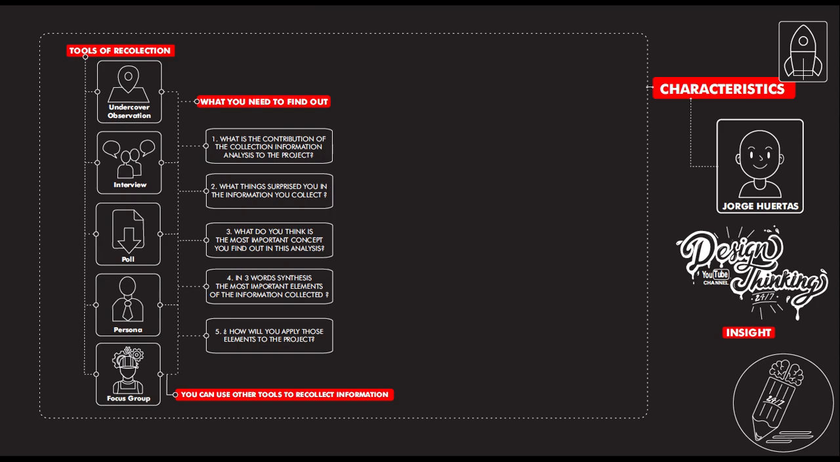Fourth, in 3 words, synthesize the most important elements of the information you collect. That is extremely important because you need to find out what was the important thing. Because many times you don't know what a concept is. So if you don't know how to do that, you have to pick 3 words of the information, and you know that you can put that into extremely important development.